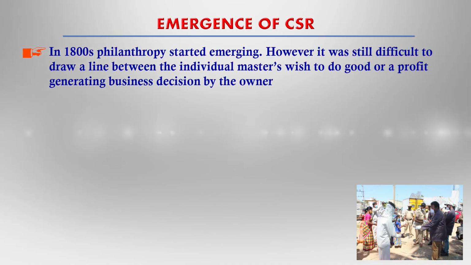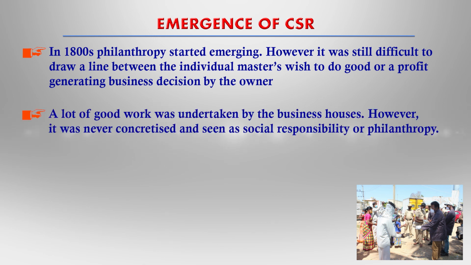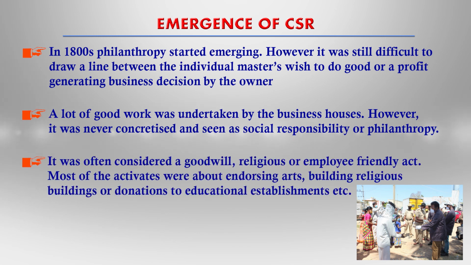In 1800, philanthropy started emerging. However, it was still difficult to draw a line between the individual master's wish to do good or a profit generating business decision by the owner. A lot of good work was undertaken by the business houses. However, it was never concretized and seen as social responsibility or philanthropy. It was often considered a goodwill, religious or employee-friendly act. Most of the activities were about endorsing arts, building religious buildings or donation to educational establishments.